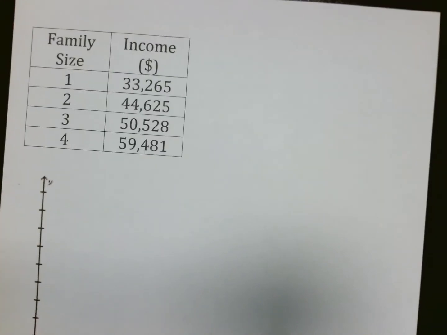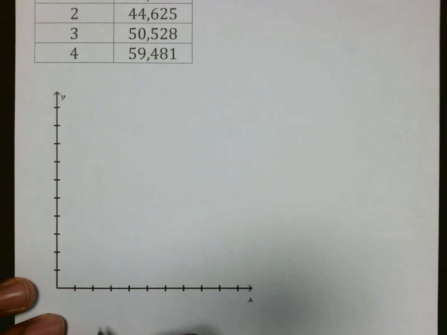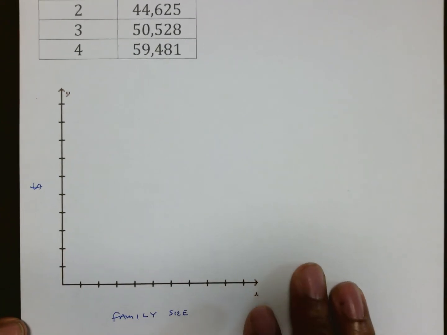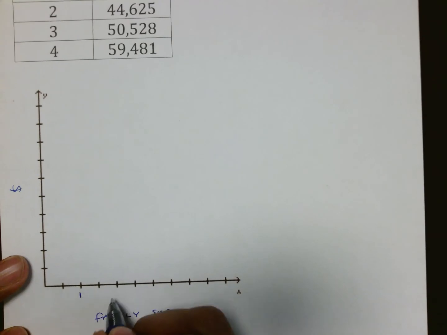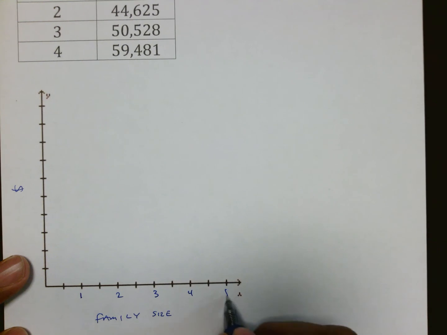Let's look at another one talking about family size and income. Again, whatever is listed first is usually going to be your independent variable. So family size goes there. Income's going to go over there. And we need to make sure everything fits. Of course, family size is going to be easy. I can just go ahead and skip this 1, 2, 3, and 4 just to give us some room.